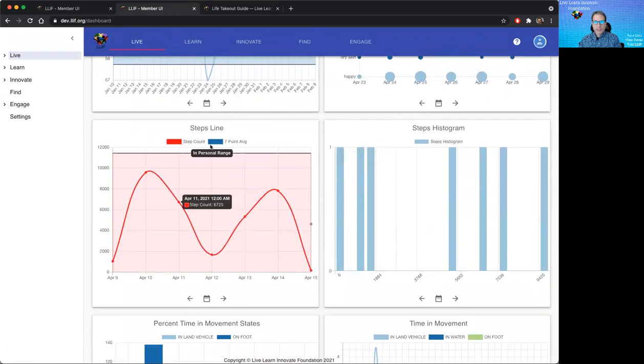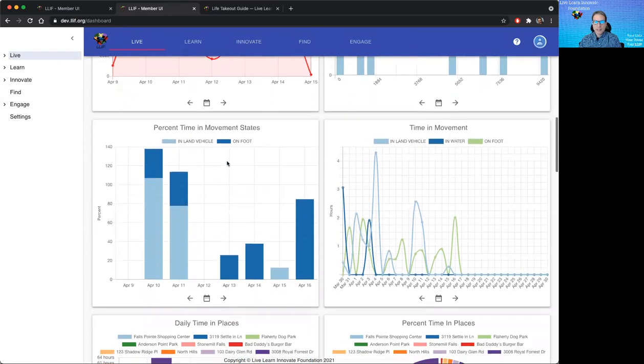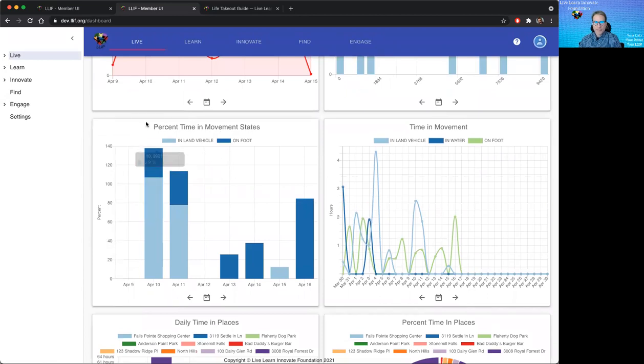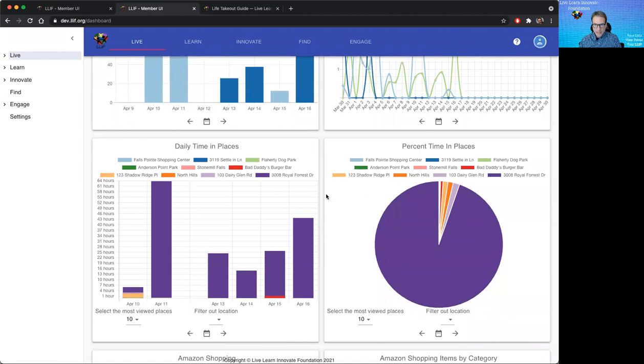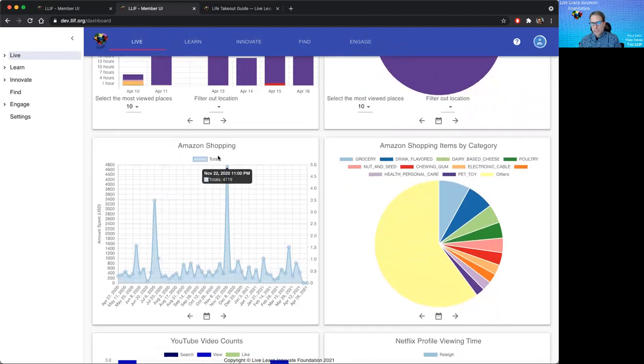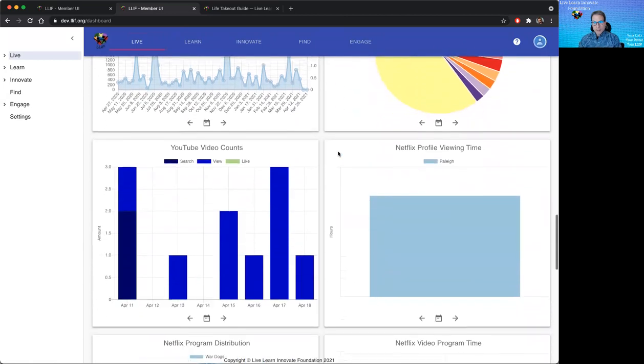From your fitness tracker cloud, you're getting steps and step histograms. You're getting information from your movement states, how much time you spend in a land vehicle or on foot, the time you spend in places, your shopping habits. Again, these are data sets that are not currently mixed. You can call this a mashup. Basically, we're taking all the data from the disparate clouds, bringing it to one place, and then feeding it to you through our web interface or shortly a mobile app.